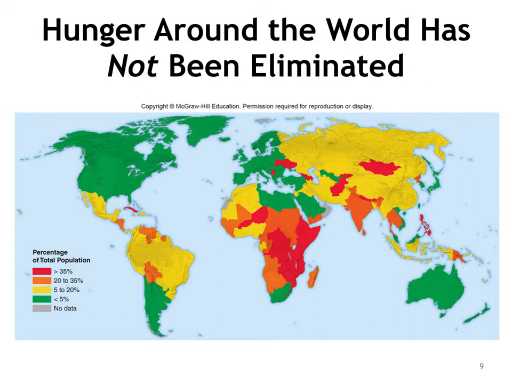This figure shows hunger around the world. Most severe and chronic hunger is in developing regions, especially sub-Saharan Africa. What other countries show high levels of hunger?